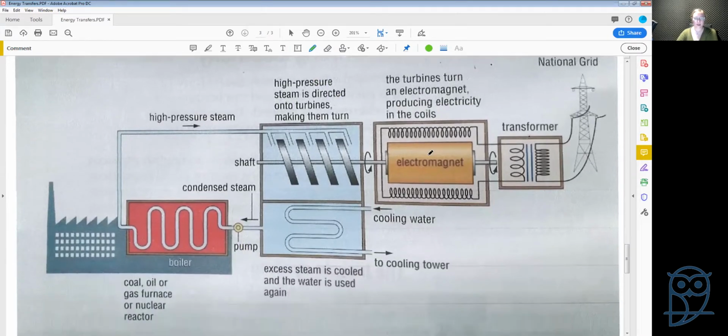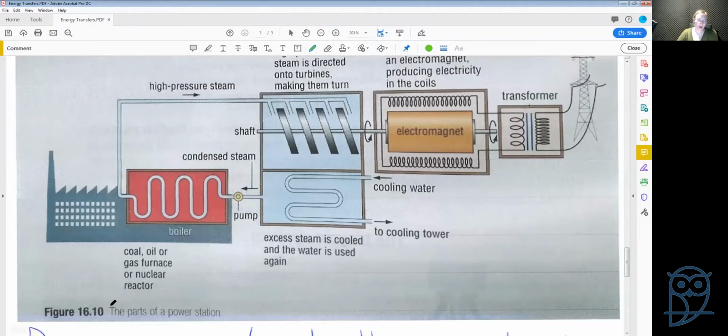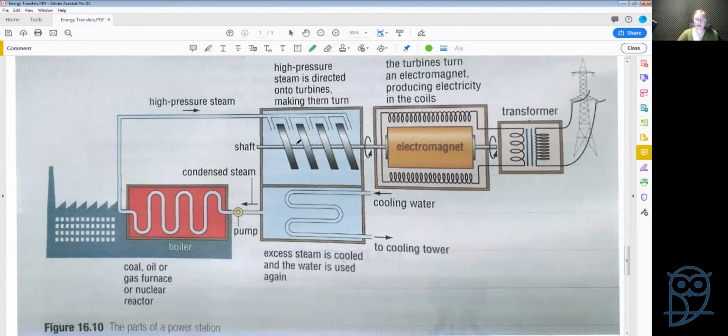So this is a diagram from your textbooks, which talks about the parts of a power station. Here we have a coal, oil, or gas furnace, or a nuclear reactor, which is then used to heat up the water to turn it into high pressure steam. The high pressure steam then goes on to turbines, which makes them turn. The turbines turn an electromagnet inside a coil, which turns the magnetic energy into electrical energy, which you can then use via transformers to actually go to where it's needed.